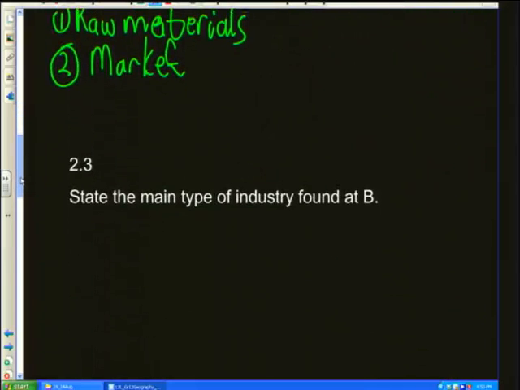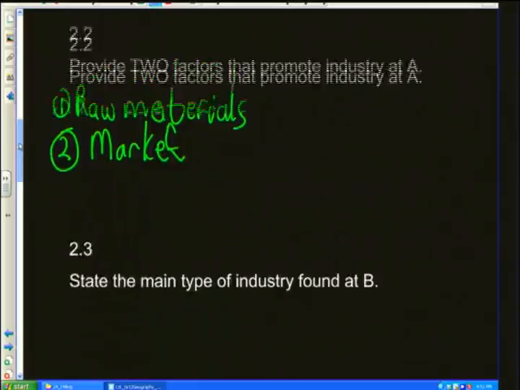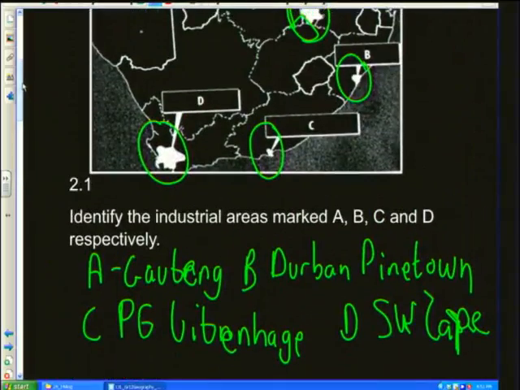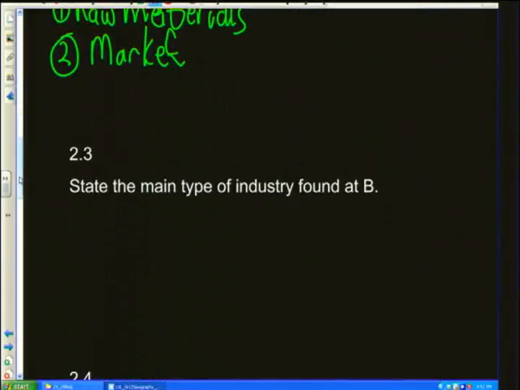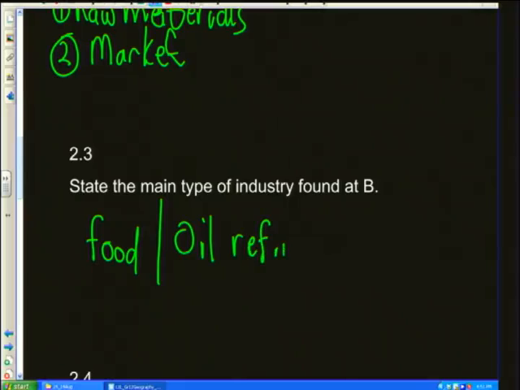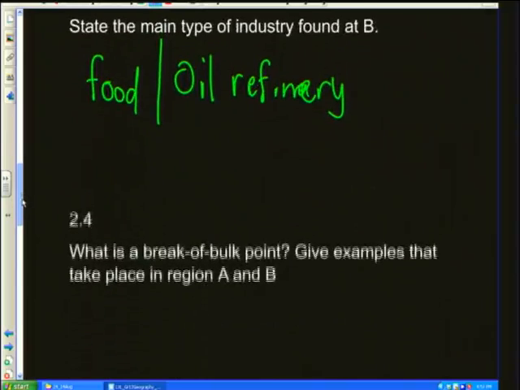State the main type of industry found at B. All right? One of them is your food industry. I will accept a few. Your food, which is big, I would accept it. I will also accept the oil refinery, because it's quite big here. Okay? Which is in your chemical industries. I would accept both. It's fine. You understand? Because these are main industries here.